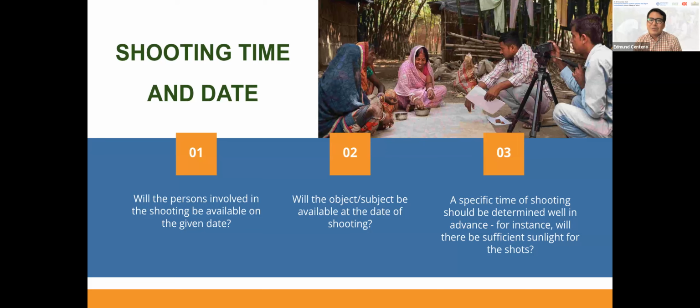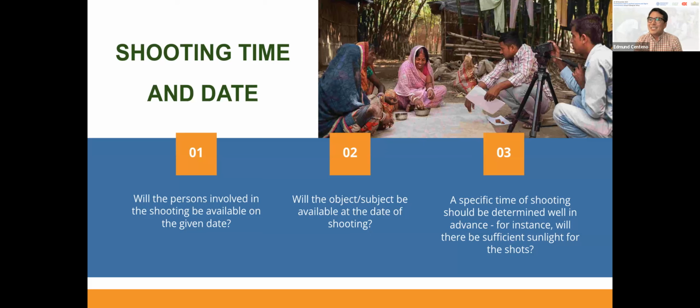The next question that we need to answer is, will the object or subject be available at the date of shooting? Now, this is very important. For example, if flowering plants need to be shown, shooting will have to be planned around the time when the plants will flower. If it's harvesting season in your script, be sure that it's really harvesting season when you film. Otherwise, it will be difficult to show scenes if you will be staging everything. It might not be believable on the part of our audience.